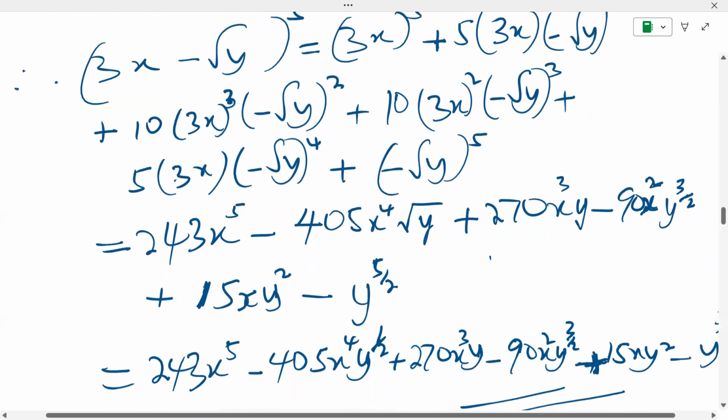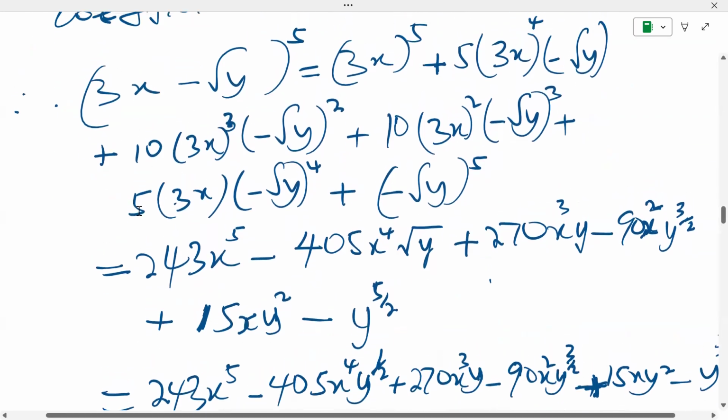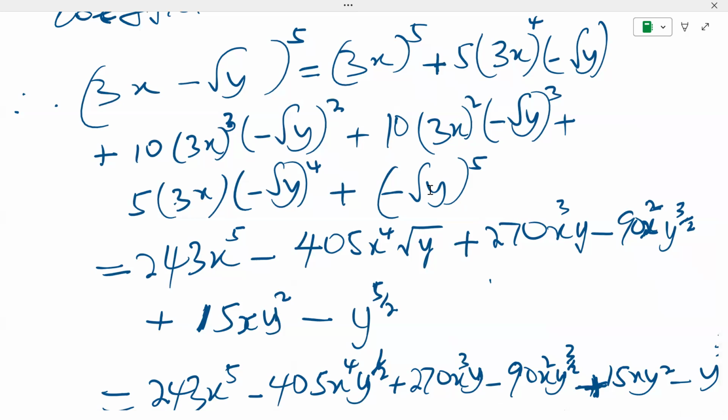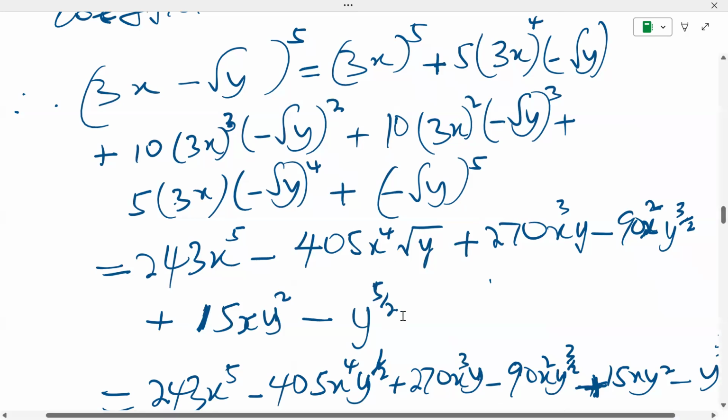Good. And so we now look at the next one, 5 times 3, 15. And then this will be positive. So square root y times square root y is y. Square root y times square root y is y. And the minus will go to positive. So we shall get 15xy squared. And finally, we come here. Square root y times our square root y. That will give us our y times y. So we get y squared. Then the square root will give us y raised to the power half. So when we compute, we get 5 on 2.